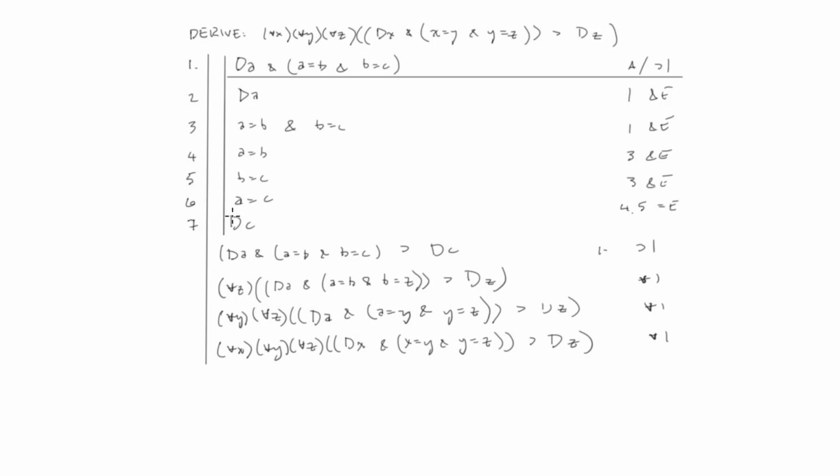And then Dc, that comes from line 2, Da, and line 6, a equals c. So if Da and a equals c, then Dc. So that's actually 2 and 6, identity elimination. So there's the subderivation. I got to my target sentence. I just need to tidy up my annotation. Subderivation runs from 1 through 7. Then I do universal elimination first on line 8, then on line 9, then on line 10, and that's it.